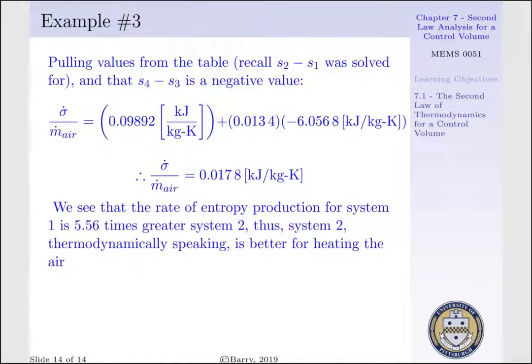We see that the rate of entropy production per our mass flow rate of our air for system 1 is 5.56 times greater than system 2. Thus, thermodynamically speaking, system 2 is better for heating the air.